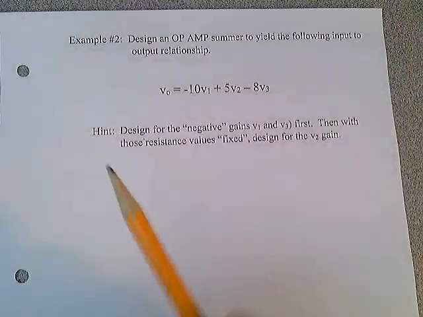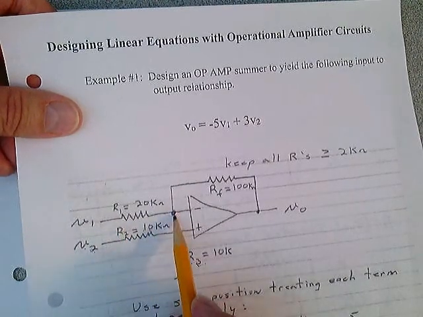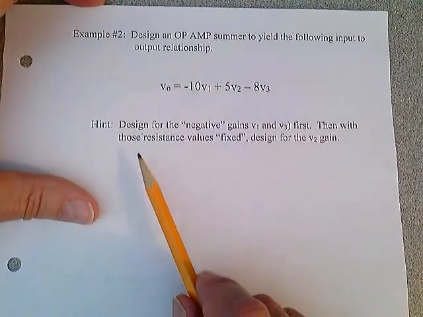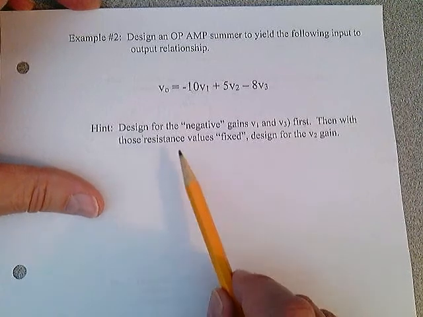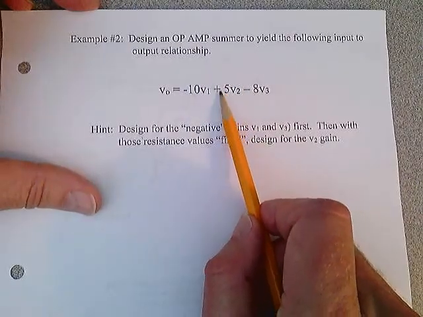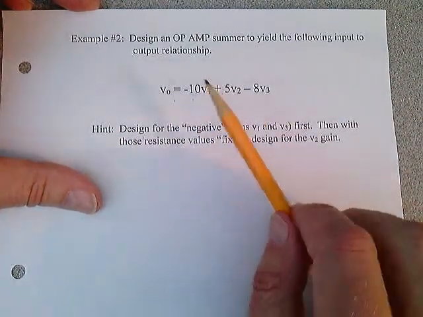That's going to give you your V1 and your V3. V1 and V3 are going to plow into this point here, if you think about that. And then, with those resistance values fixed, you design for gain V2. You design for the plus 5. You do the negatives first. Look back at the example number 1. You'll see that.